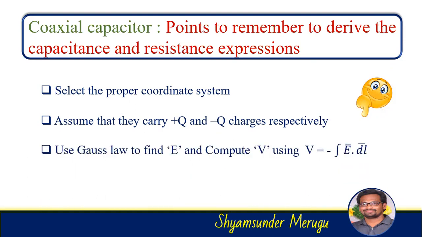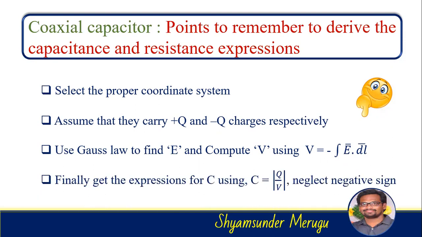Use Gauss law to find the electric field intensity E and compute V using V equal to minus integral E bar dot dl bar. Finally, get the expression for C, that is capacitance, using C equal to the ratio of the absolute value of the charge to the absolute value of the voltage, and neglect the negative sign here.